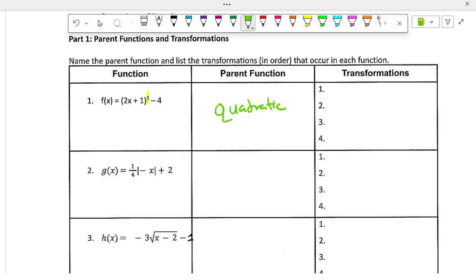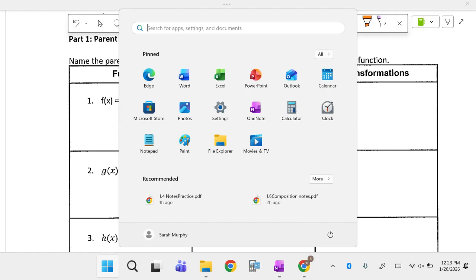So if it's quadratic, that means your brackets for reference are the parentheses. Okay? So your parentheses are the brackets that we're using for reference. We're going to go in order of transformations that we just did on your graphic organizer. So we're going to start with horizontal translations. All right? Look at your function.